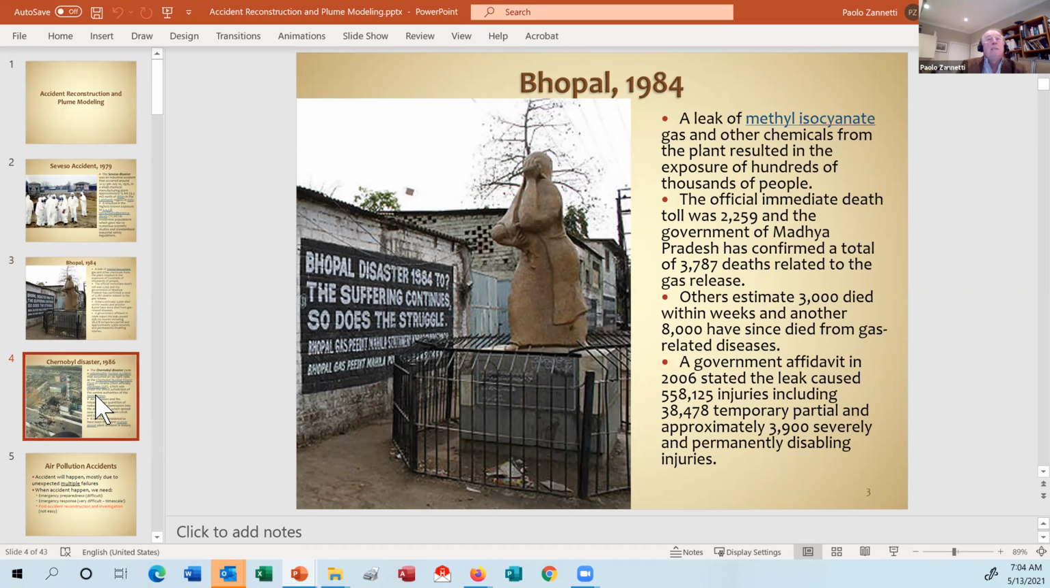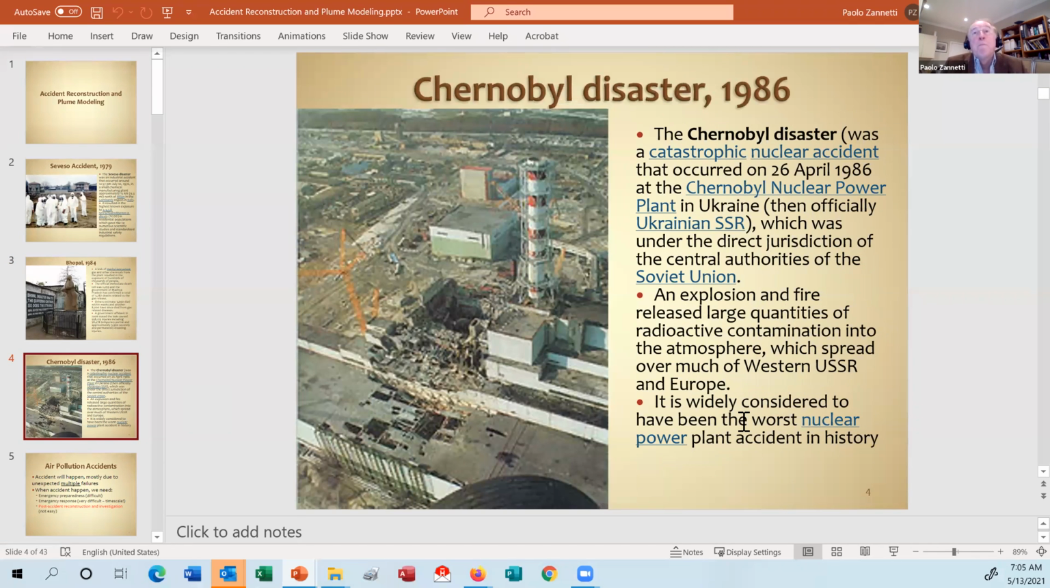And another disaster is Chernobyl. Several colleagues of mine modeled the Chernobyl cloud. I happened to be in the Soviet Union, in Leningrad, a month after the accident, and nobody knew about it, or nobody wanted to talk about it. It was a conference on air pollution in Leningrad, and we were trying to ask questions, but nobody was ready to speak about that.